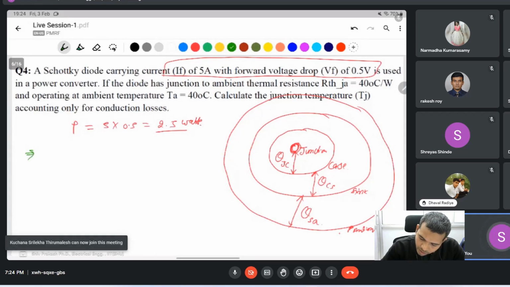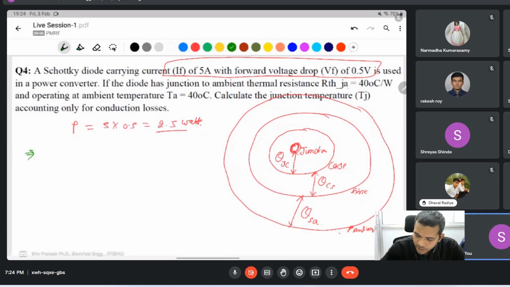Here you ask about R junction to ambient. It means this is given as the total thermal resistance. The power flows from the junction, and if you have an ambient temperature, then it is written like this: junction temperature minus ambient temperature, divided by the resistance of junction to ambient, is equal to power.